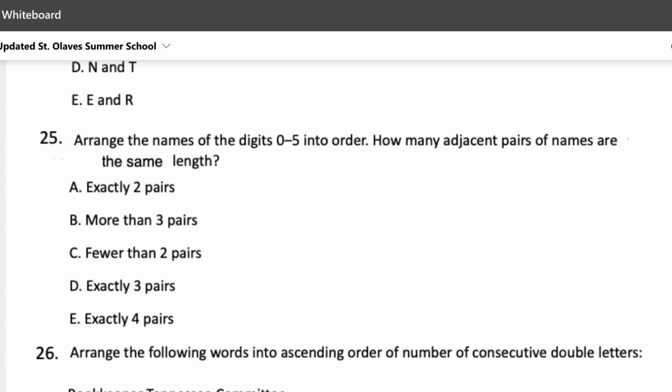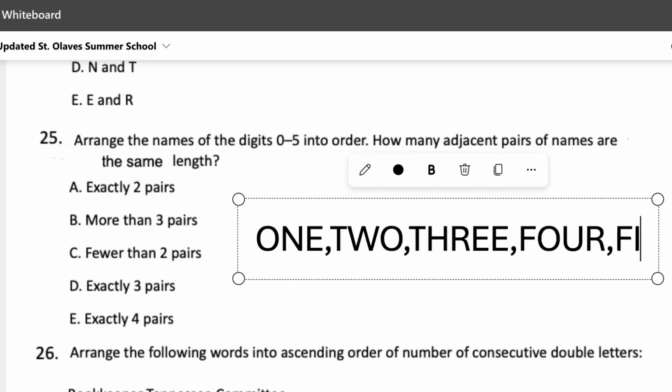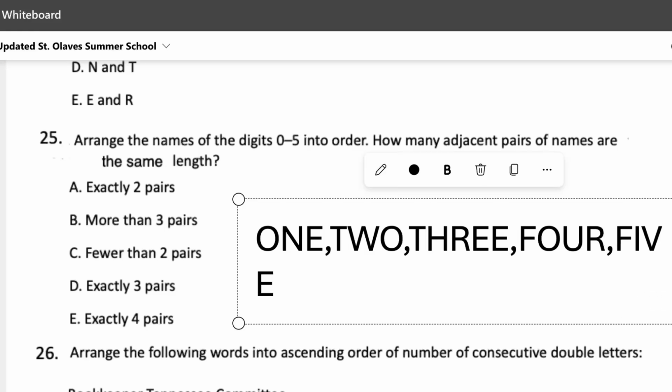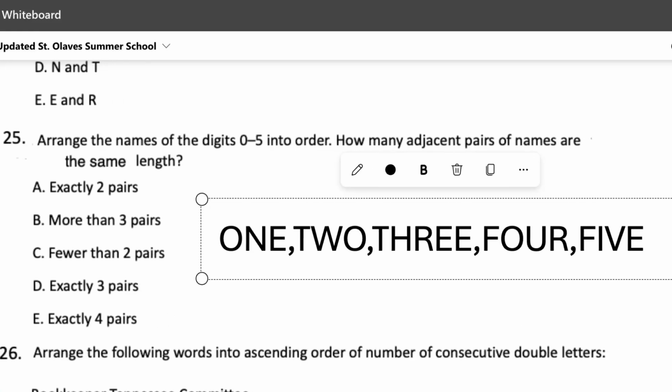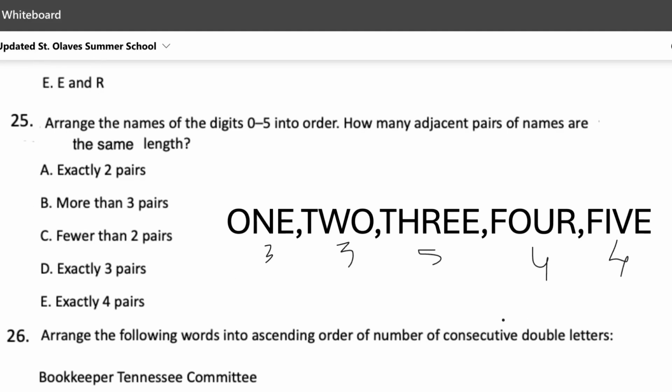So question 25, we have to arrange the digits of 0 to 5 into order. How many adjacent pairs of names are of the same length? So let's write them down. We have 1, 2, 3, 4, and 5. Now, if we have these in order, then we can see, and let me move this so you can see it, we have pairs of names of the same length. So this is 3, 3, 5, 4, and 4. Let's reorder this. Now, we don't need to reorder this in order to know that 1 and 2 are going to be next to each other, and so is 4 and 5. Therefore, our answer would be A, over here.